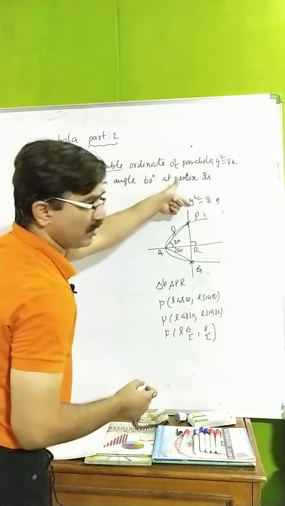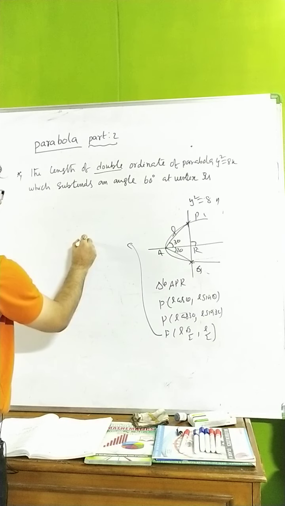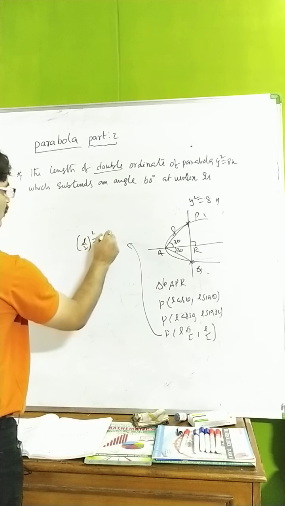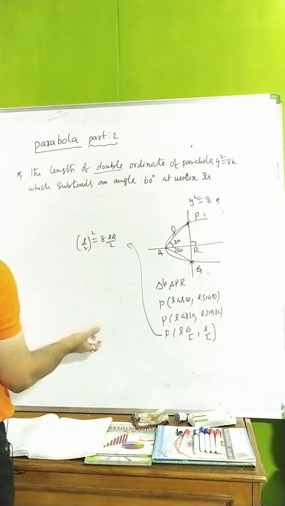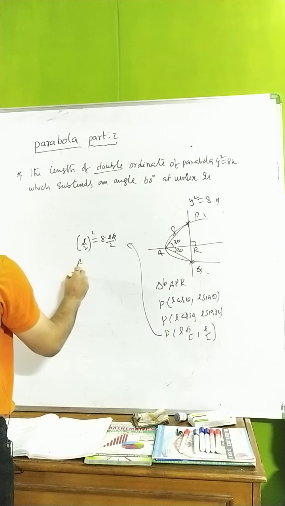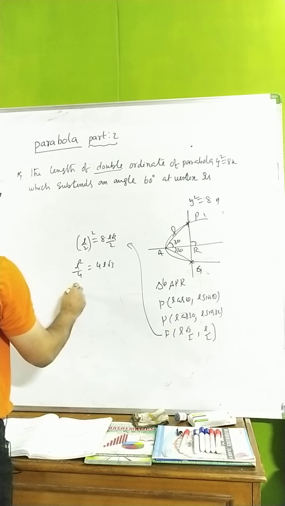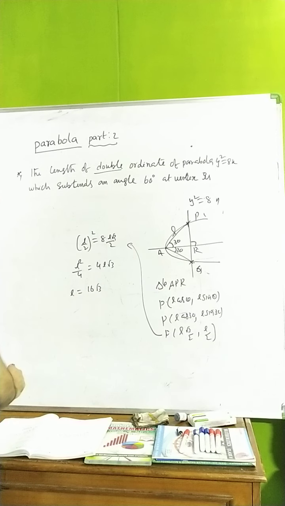Does this lie on the parabola or not? Yes, it lies on the parabola. So, L by 2 whole square is equal to 8 into L root 3 by 2. So L square by 4 equals 4L root 3, and L is equal to 16 root 3. We got it: L is equal to 16 root 3.